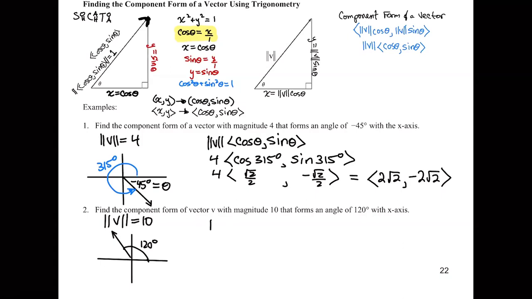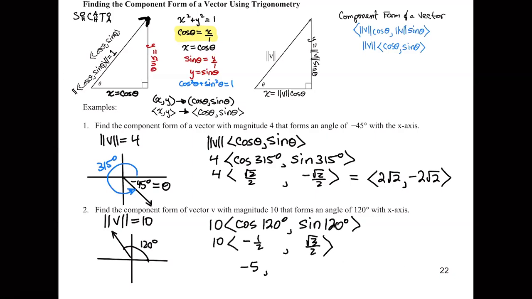So we're looking at 10 times cosine 120, comma, sine of 120. So you just got to know your unit circle. Cosine is negative in the second quadrant, so negative 1/2. Sine is positive in the second quadrant, so positive radical 3 over 2. Multiply through, you get negative 5, comma, 5 radical 3.